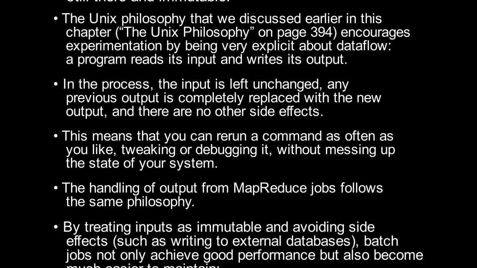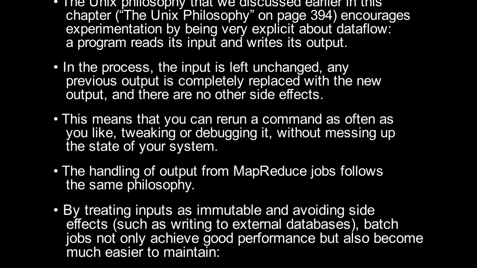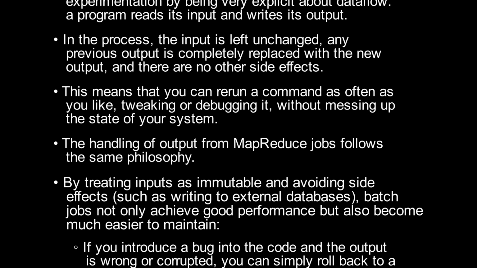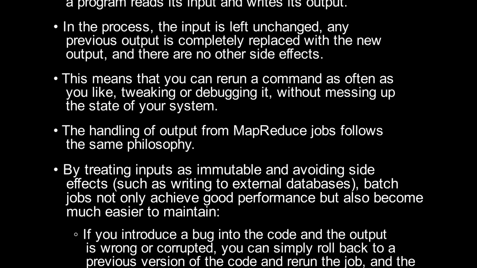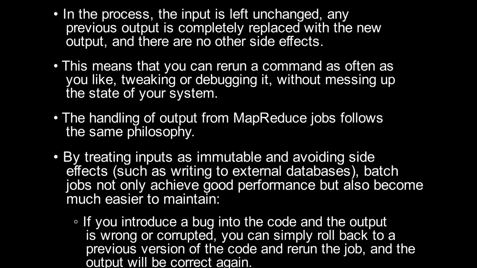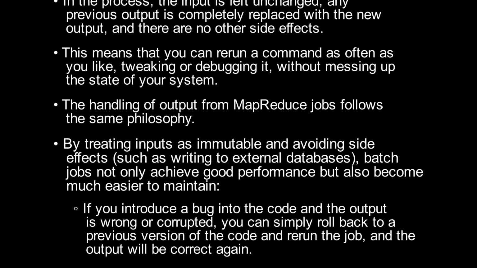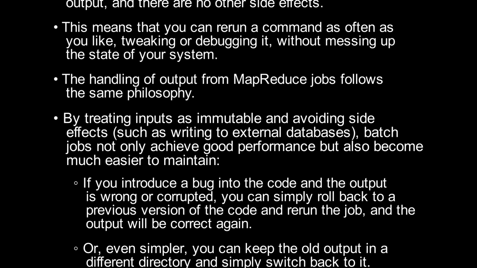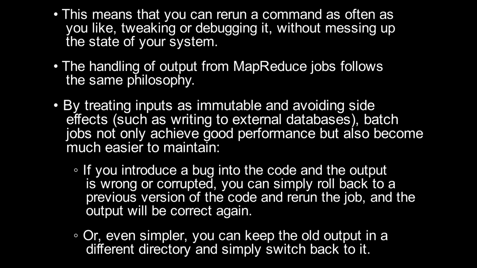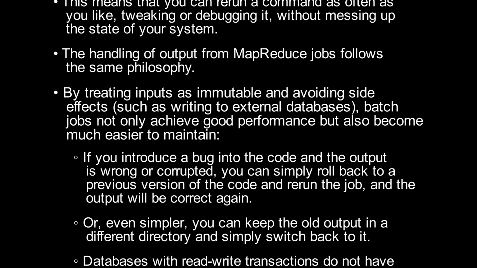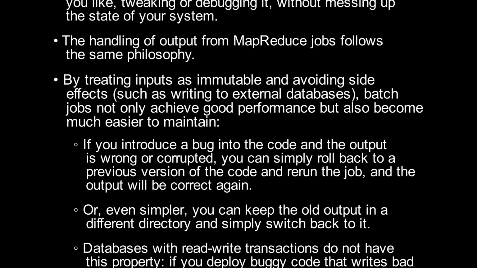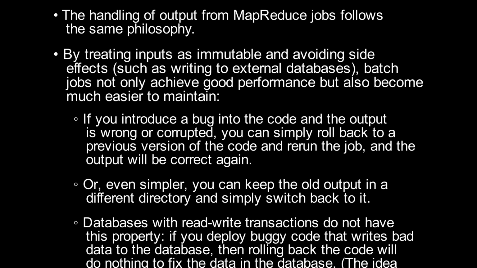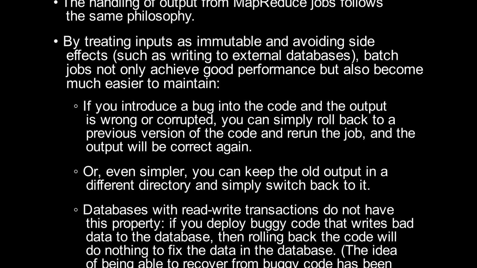The handling of output from MapReduce jobs follows the same philosophy. By treating inputs as immutable and avoiding side effects such as writing to external databases, batch jobs not only achieve good performance, but also become much easier to maintain. If you introduce a bug into the code and the output is wrong or corrupted, you can simply roll back to a previous version of the code and rerun the job, and the output will be correct again. Or, even simpler, you can keep the old output in a different directory and simply switch back to it.